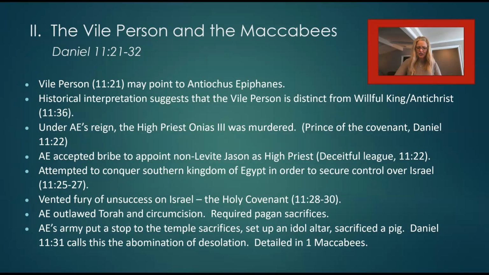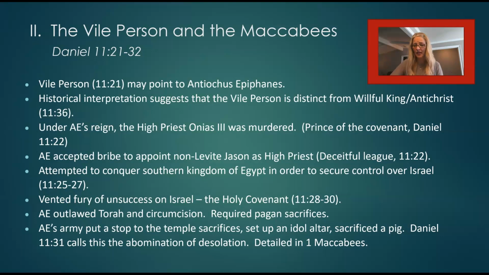It begins in verse 21 with a vile person who obtains the kingdom by flatteries and comes in peaceably. Many commentators suggest that this vile person points to Antiochus Epiphanes. Now, this historical interpretation suggests that the vile person is distinct from the willful king or the Antichrist as described in verse 36. Under Antiochus Epiphanes' reign, the high priest Onias III was murdered.